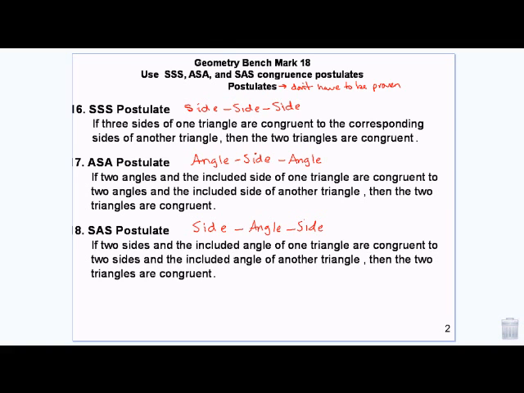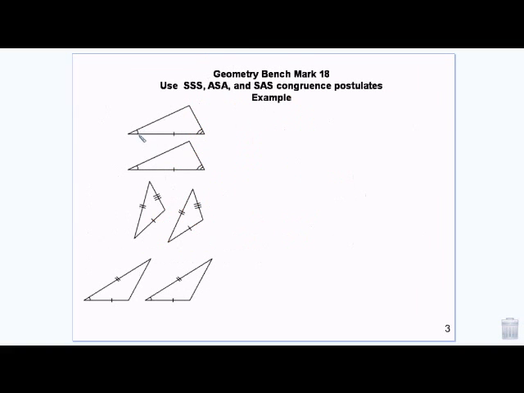So for the pictures, angle, side, angle. So you just write ASA, angle-side-angle, and that's what that looks like. You have two angles with the side between them congruent. And here we have three sides that are congruent, so that's side-side-side. And then this is what this looks like. We have side-angle-side, so two sides with the angle between them congruent.